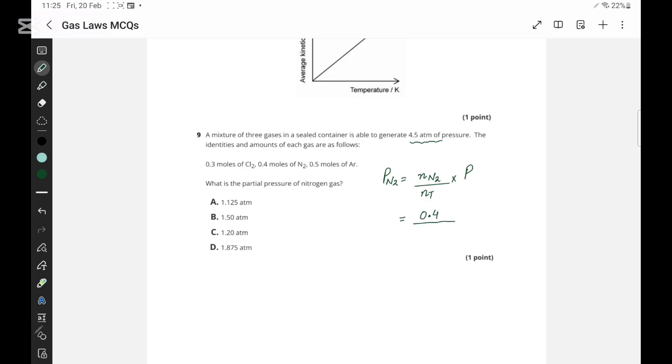That is 0.4, and at the bottom it is going to be 1.2, which is the total number of moles, times the pressure, that is 4.5, and that comes out to be how much? That is 1.5 atm. So the right option is going to be B.